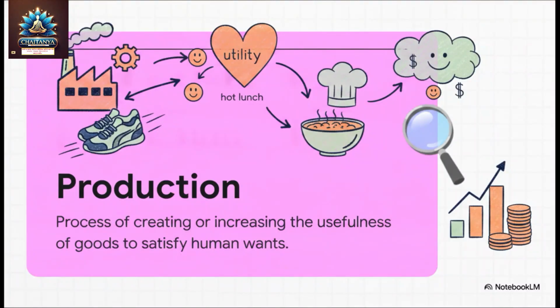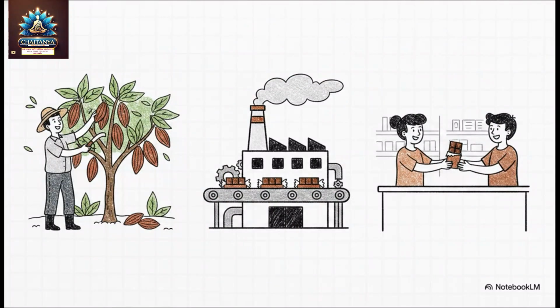So whether a big firm is mass-producing running shoes or a local chef is serving up a hot lunch, the ultimate goal is exactly the same: to create utility, or basically happiness, which consumers are more than happy to pay for. To really see how this works across the whole economy, let's look at these 3 types of production.